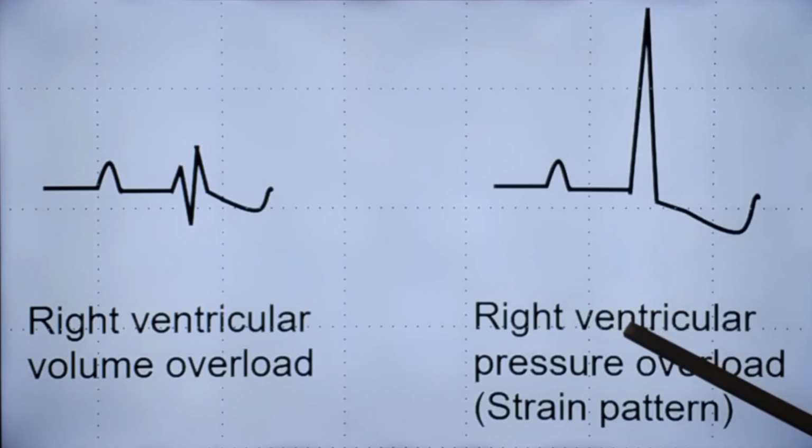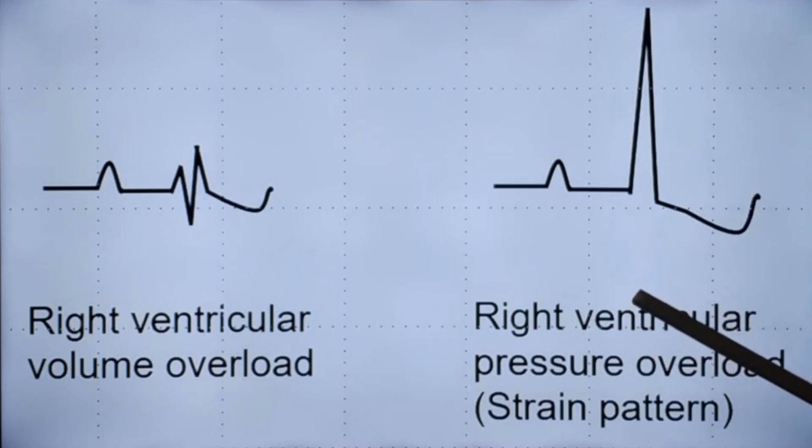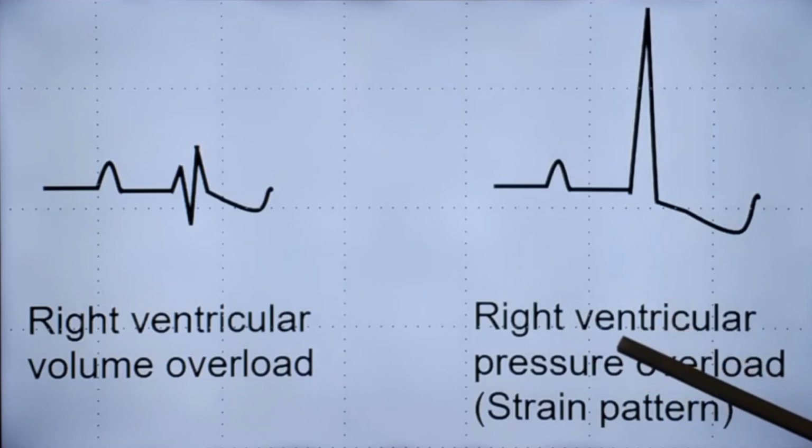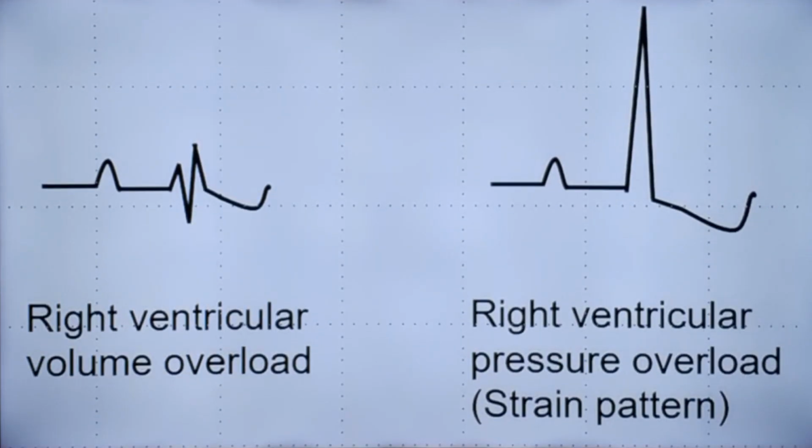In pulmonary stenosis, it is right ventricular hypertension, and in pulmonary hypertension, it is also a great load for the right ventricle. Strain pattern is seen. In severe right ventricular hypertrophy, there could be associated deep S waves in lead 1, shifting the axis to the right. And there is a difference in pattern in different causes.